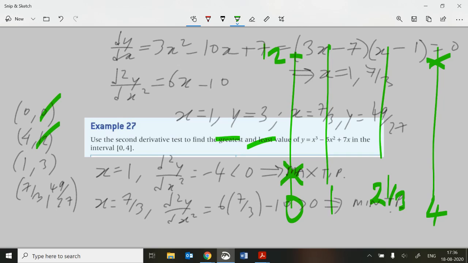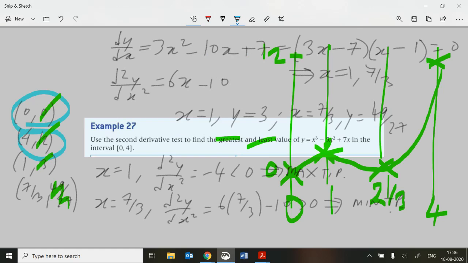There's 12. We've got 0 off here, and then we can see that we've got 1, 3. So it's going to go something like, there's maybe 3. So it's going to go something like this. Okay, and this 49 over 27 should be a little bit lower than our 3. So that checks, but it's not as low as 0. Okay, so the answers are essentially this one and this one, 0 and 12.